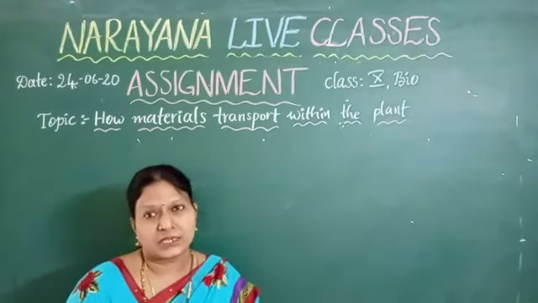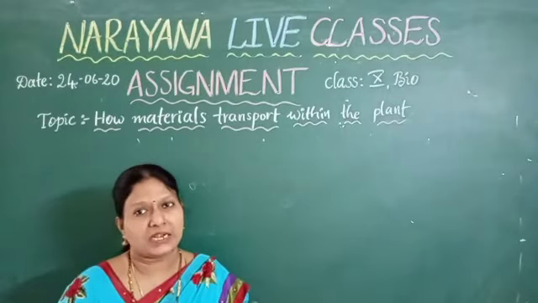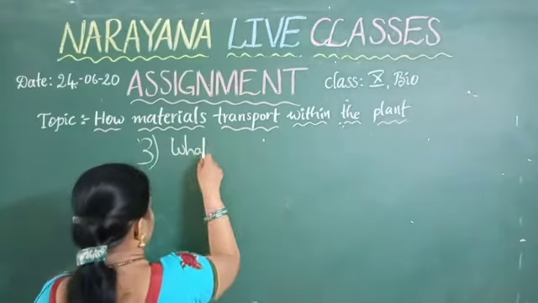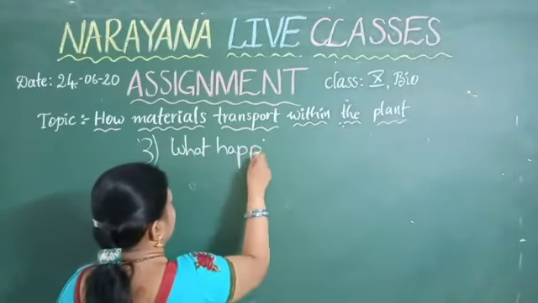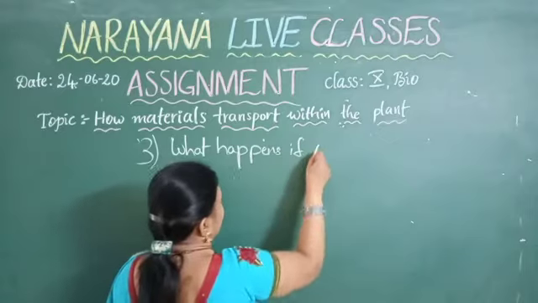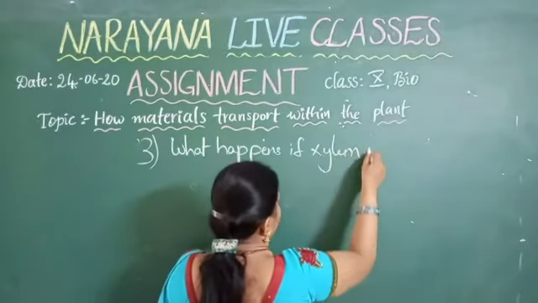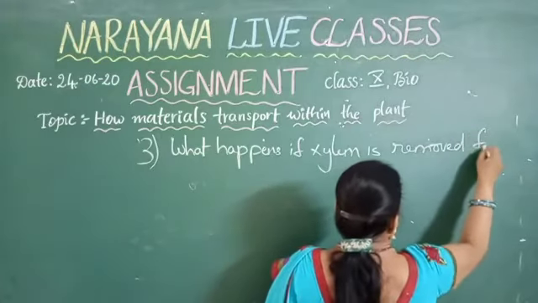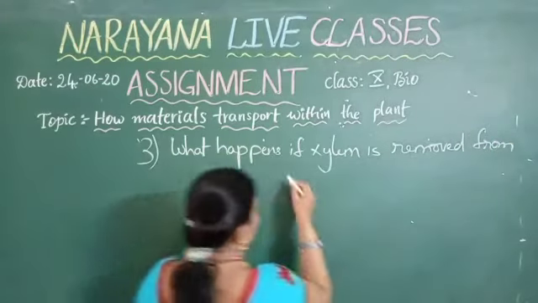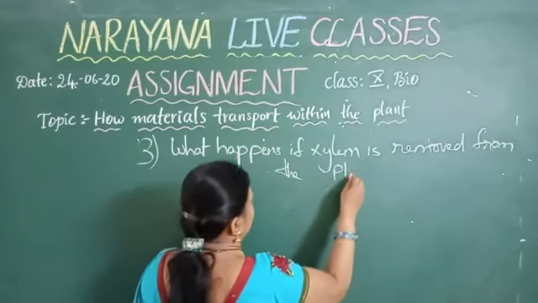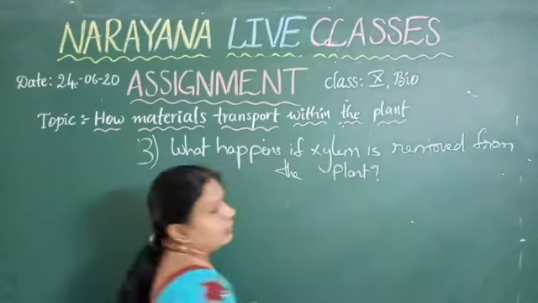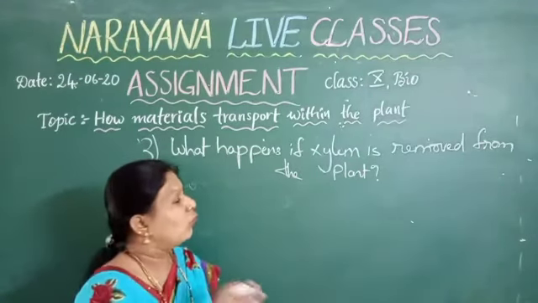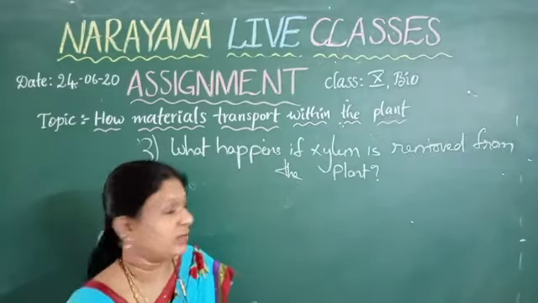Third question. What happens if xylem is removed from the plant? If xylem is removed from the plant, the transportation of water and minerals does not take place.